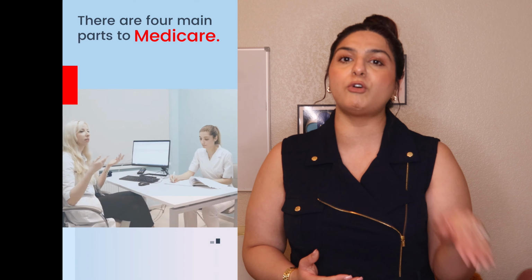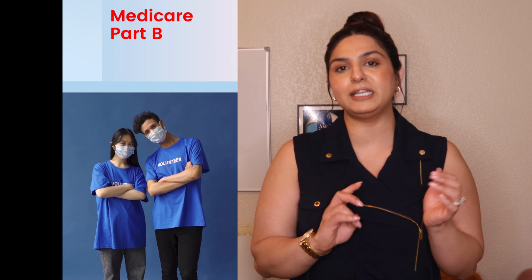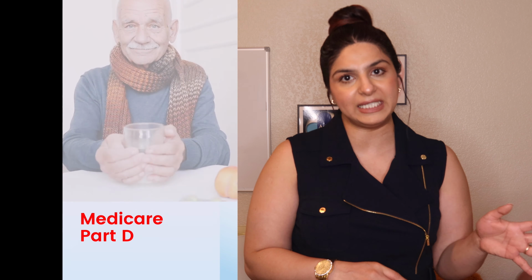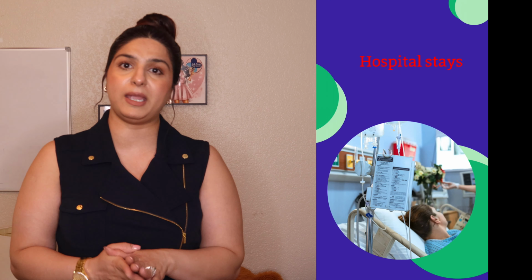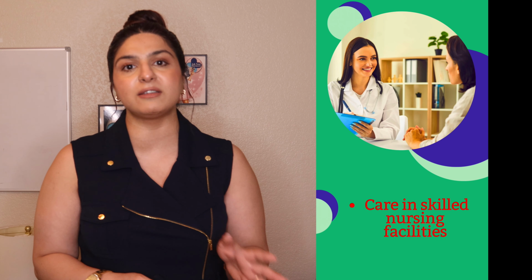There are four main parts of Medicare: Medicare Part A, Medicare Part B, Medicare Part C, and Medicare Part D. Part A is hospital insurance. It mainly pays for hospital stays and care in skilled nursing facilities. It also pays for hospice care and for some home health care.